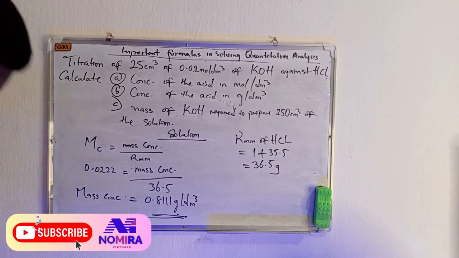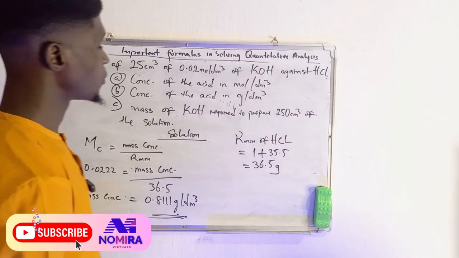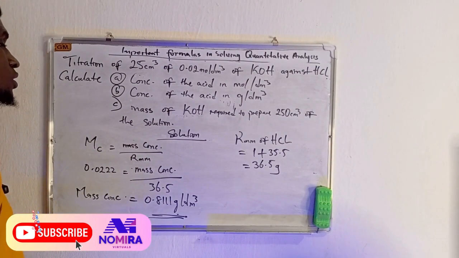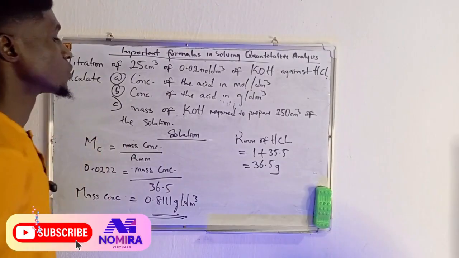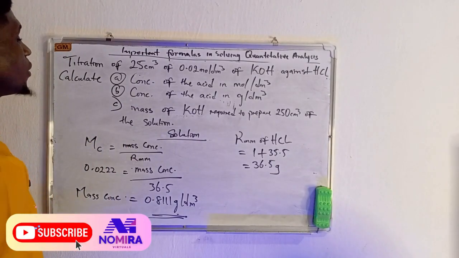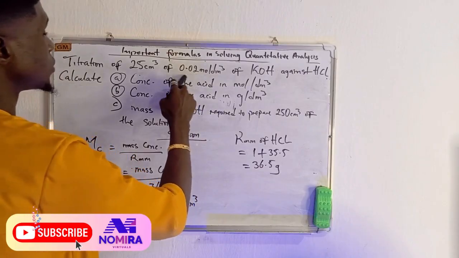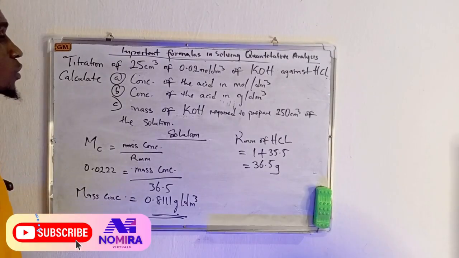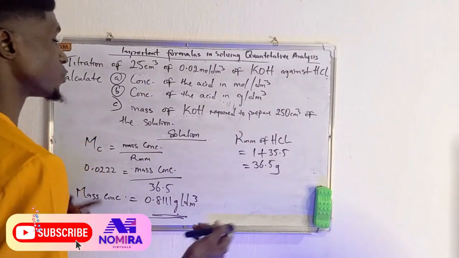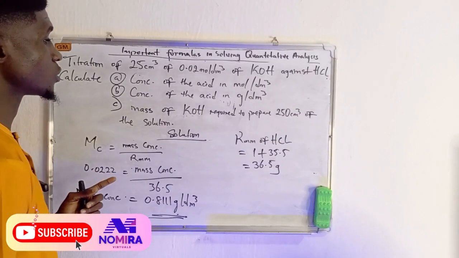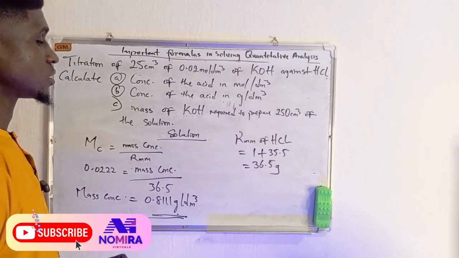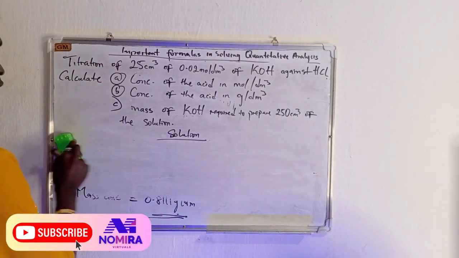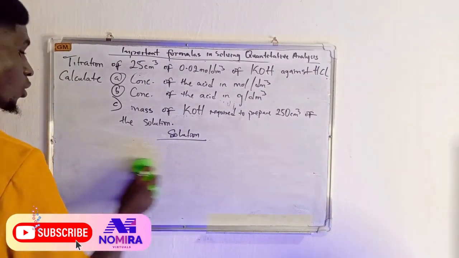Then the last question says we should find the mass of potassium hydroxide required to prepare 250 cm³ of the potassium hydroxide solution, right? The molar concentration of this potassium hydroxide is 0.02. We are going to look for a formula that will bring in the molar concentration of the base, the mass, and the volume, which is also the general formula for molar concentration, or what we call molarity.